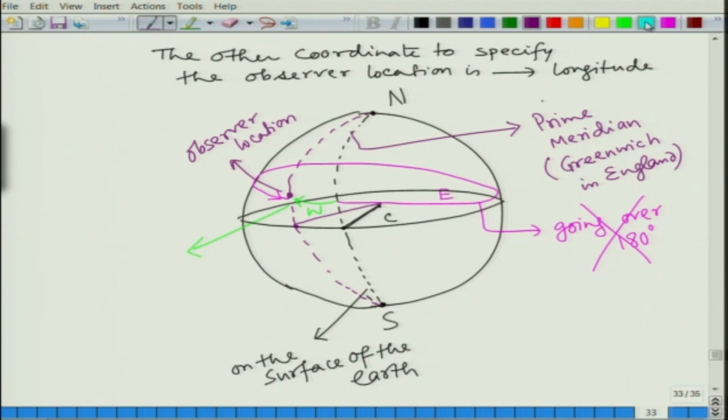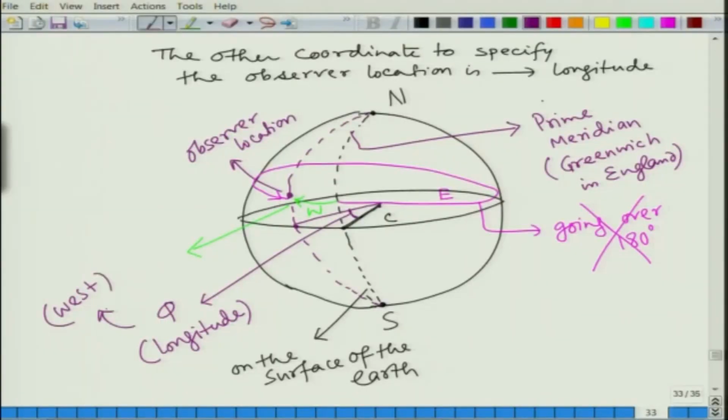Now, the angle these two meridians are making, this is our longitude, right. So, this angle, the longitude, is designated as phi. Okay. So, this is the longitude, and here we can see with respect to the prime meridian, this particular location is towards the west. So, whatever angle it is, we will call this phi degrees west, that would be the longitude. So, this is towards west.